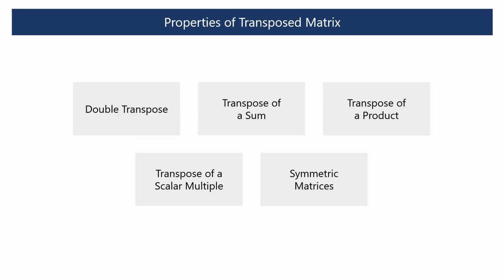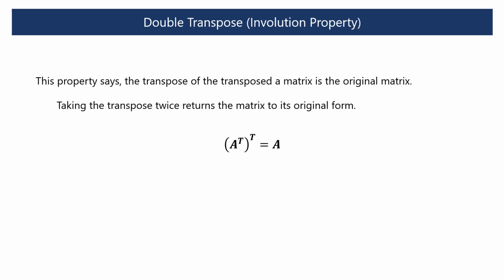The transpose matrix and its operation have several important properties that are useful in various mathematical and computational applications. In the following, let's explore these properties one by one. First, let's explore the property called double transpose. It is also called the involution property. This property says the transpose of the transpose matrix is the original matrix. That is, taking the transpose twice returns the matrix to its original form.